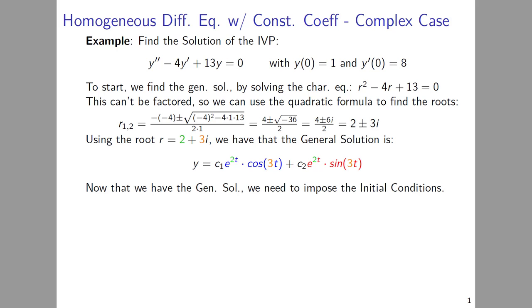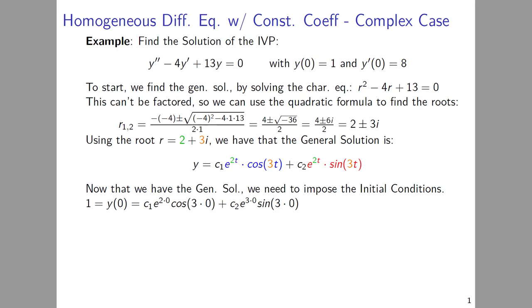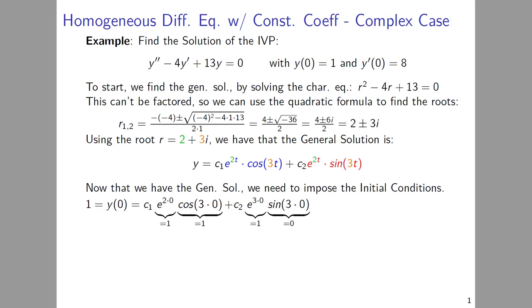Now that we have the general solution, we need to impose the initial conditions. Using first that 1 equals y(0), and on the other hand that y(0) is this function evaluated at t = 0, which is c1 times e^(2*0) times cosine of 3 times 0 plus c2 times e^(2*0) times sine of 3 times 0, which can be simplified because e^(2*0) is just 1, cosine of 0 is 1, and sine of 0 is 0. So in total, the right-hand side of this is just c1, and we have that c1 is equal to 1.